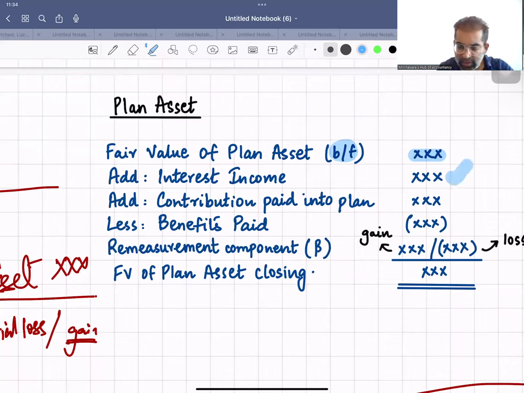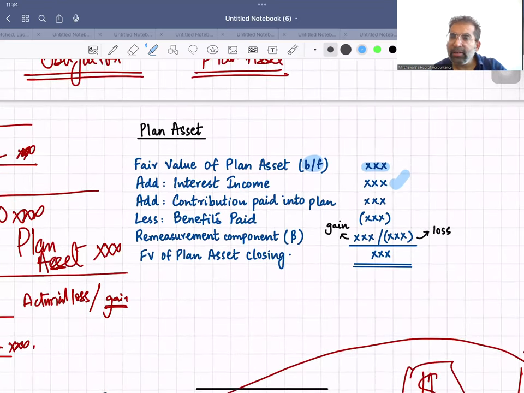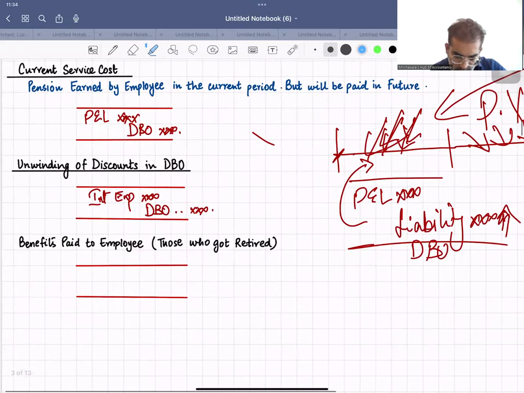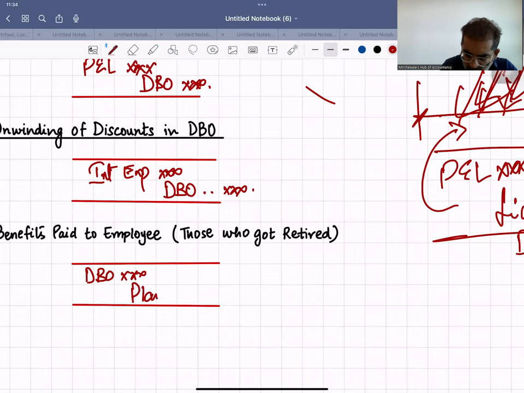What will be the entry of interest income? The entry will be plan asset debit and interest income credit. Let me show you. Let me complete this entry first. Okay, I've already taught you this, but let me write it again.